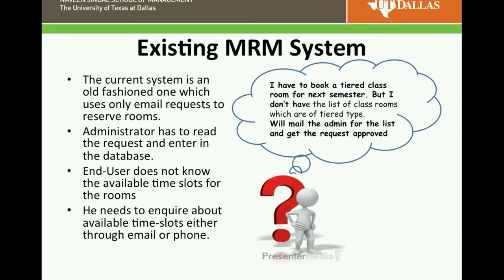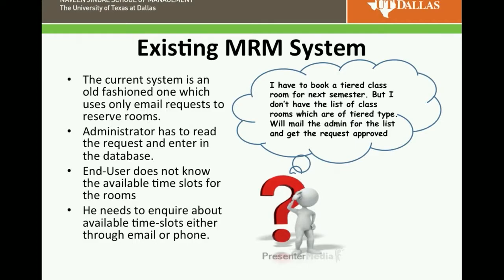So now we talk about the existing MRM system that is in place. The current system that is being used uses only emails and phone calls to the administrator to reserve rooms. The administrator then has to read the request and check his database about the reservation request and reply if the room is available or not. Then the user has to make a decision whether he still wants the room. This is a very time consuming and tedious process.